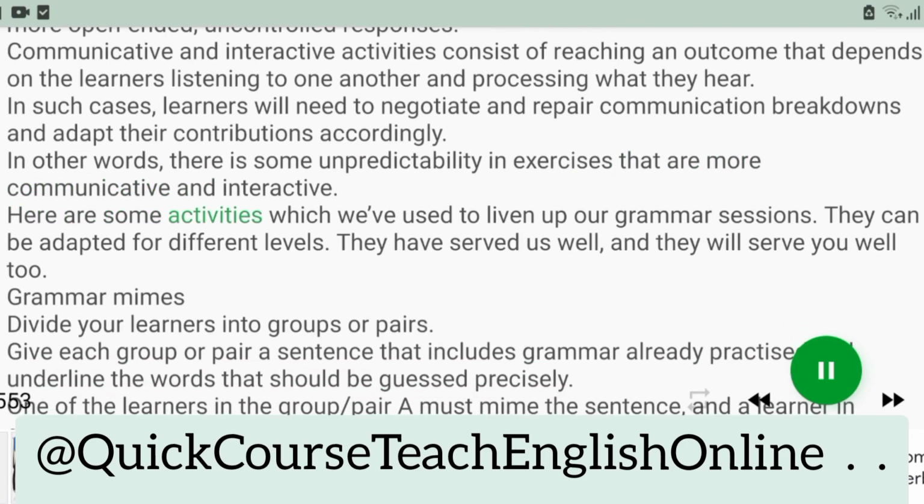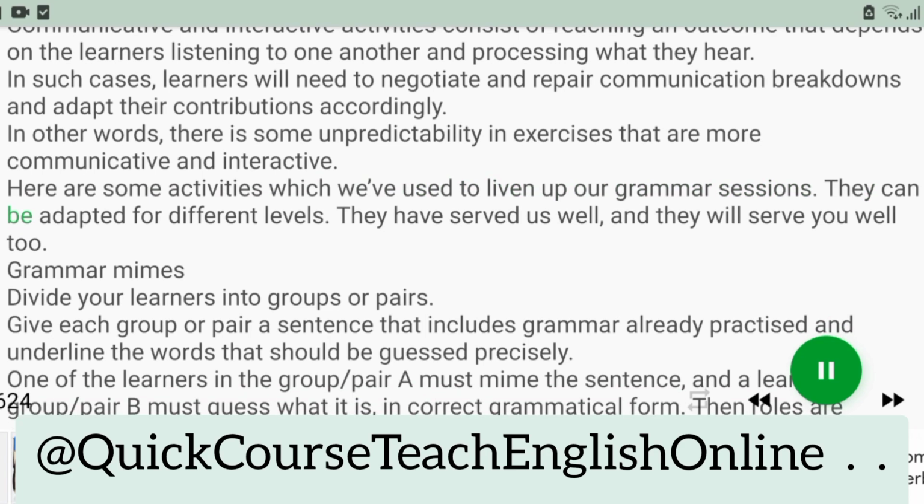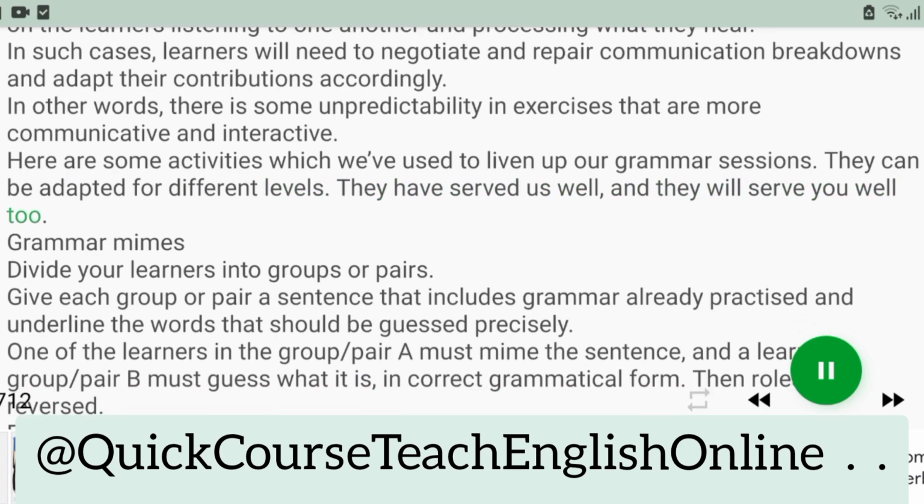Here are some activities which we've used to liven up our grammar sessions. They can be adapted for different levels. They have served us well, and they will serve you well too.